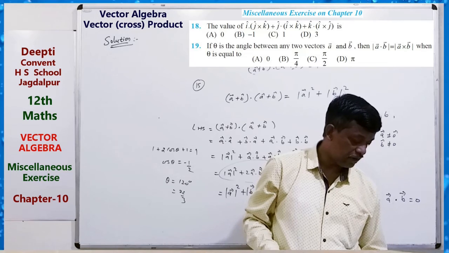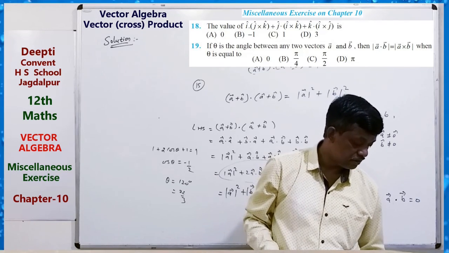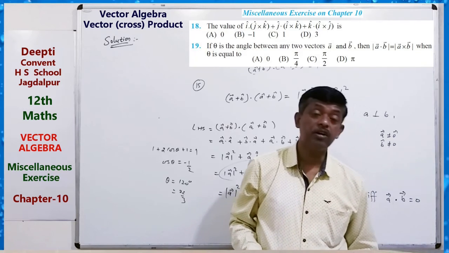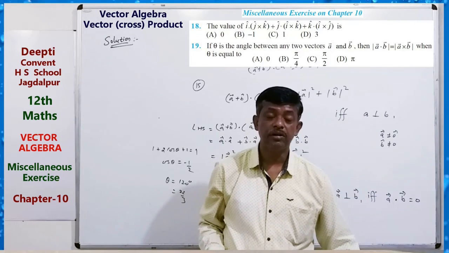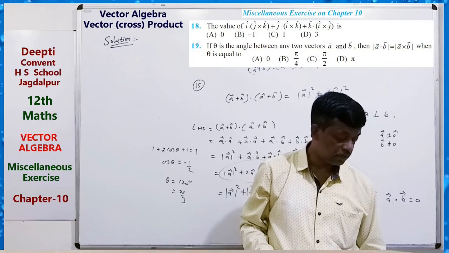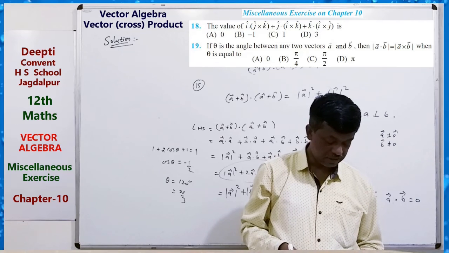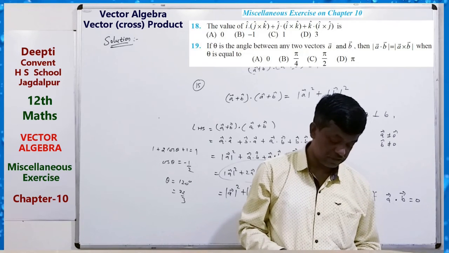18. The value of i dot (j cross k) plus j dot (i cross k) plus k dot (i cross j). Just use j cross k equals i, and i cross k equals minus j, and use this technique to solve it. One is the solution.